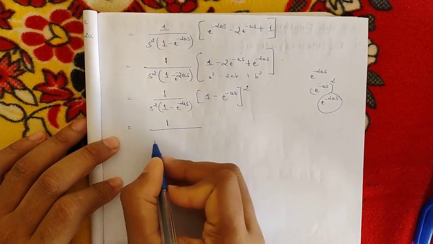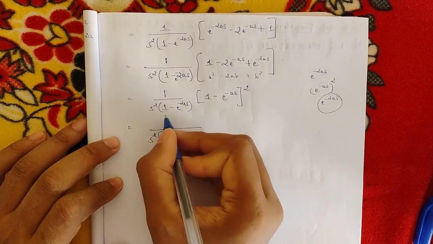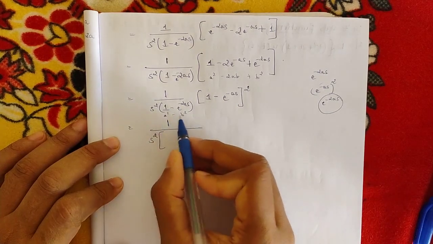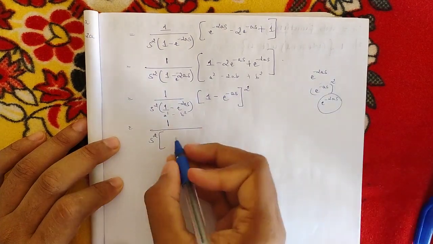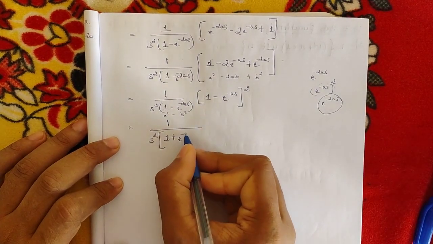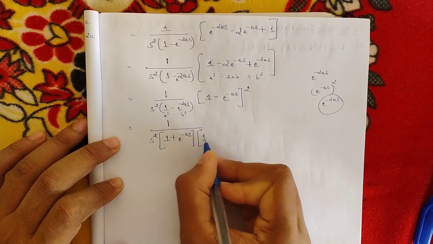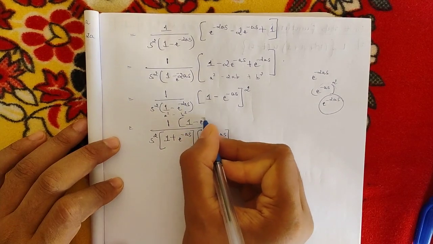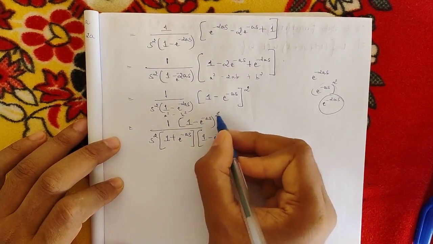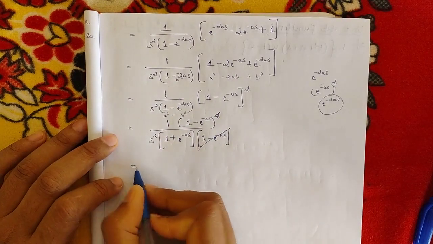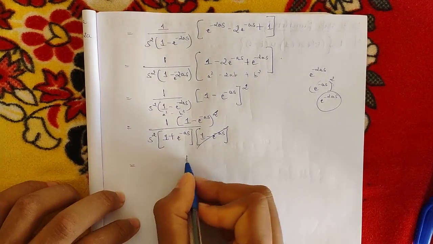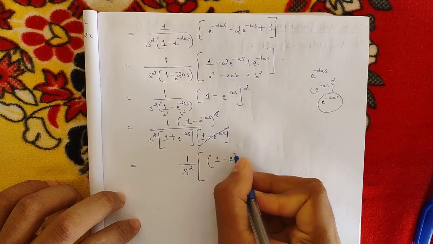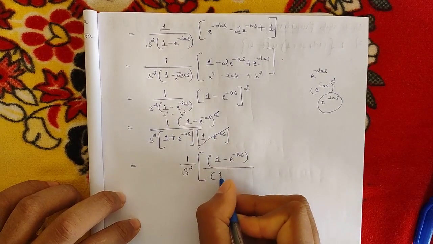So 1 divided by s square into, here this is of the form a square minus b square again, where the identity says that it is a plus b into a minus b, so the value of b is mentioned here. So 1 plus e to the power minus as, 1 minus e to the power minus as, into, in the numerator we have 1 minus e to the power minus as the whole square. One square term and this term would be getting cancelled, so we would be left with 1 by s square into 1 minus e to the power minus as divided by 1 plus e to the power minus as.